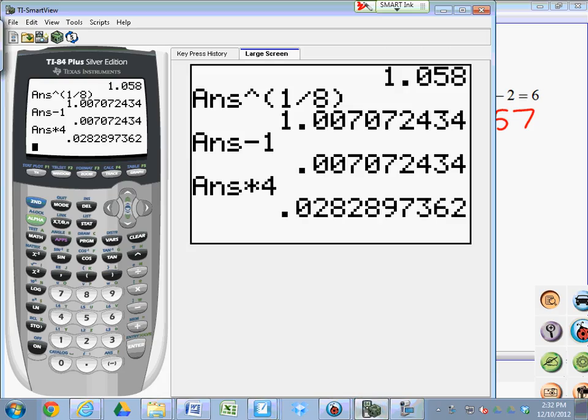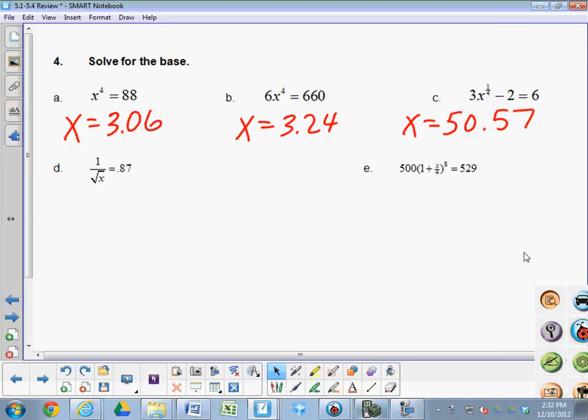You can see right here with my work. I added 2, then I divided by 3, then I just took my answer to the 4th power. And that's why I got a more exact answer than you did if you got 50.8.